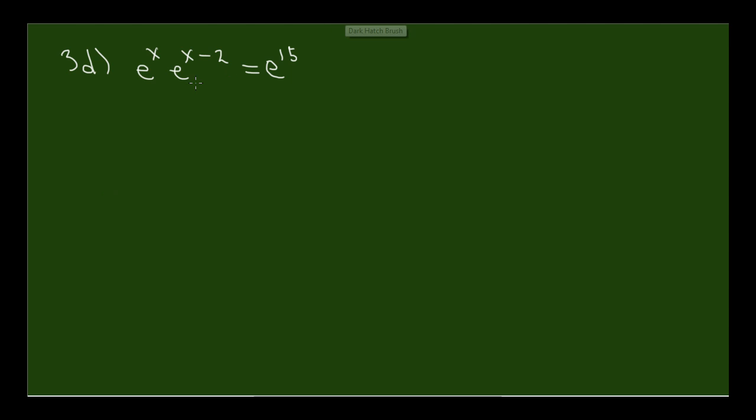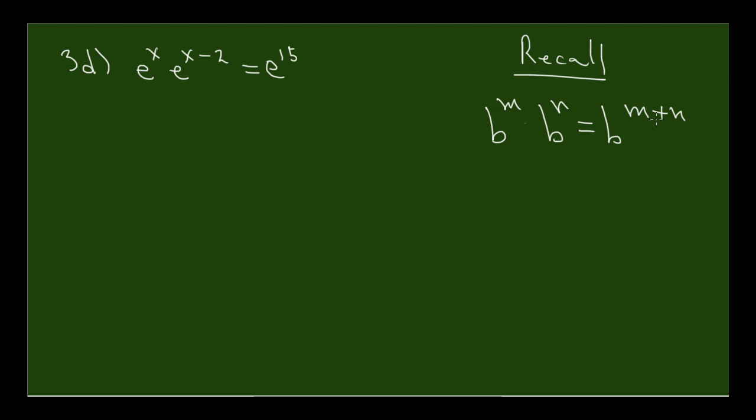Well, we've got some base to an exponent times the same base to another exponent. Recall once again that b to the m times b to the n is equal to b to the m plus n. Hence we can rewrite this as e to the x plus x minus 2 is equal to e to the 15. This gives us e to the 2x minus 2 is equal to e to the 15.